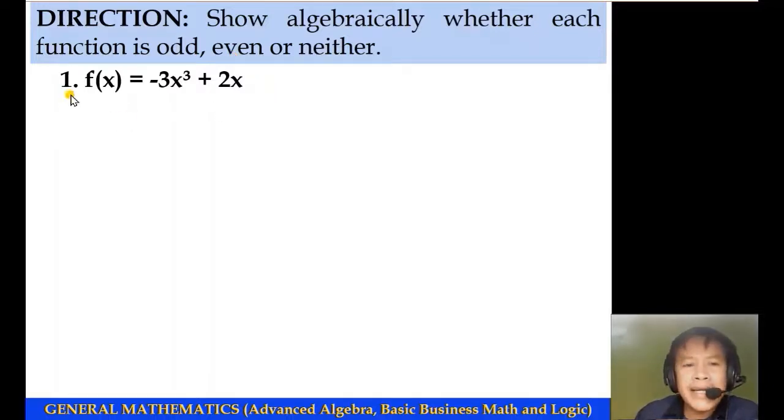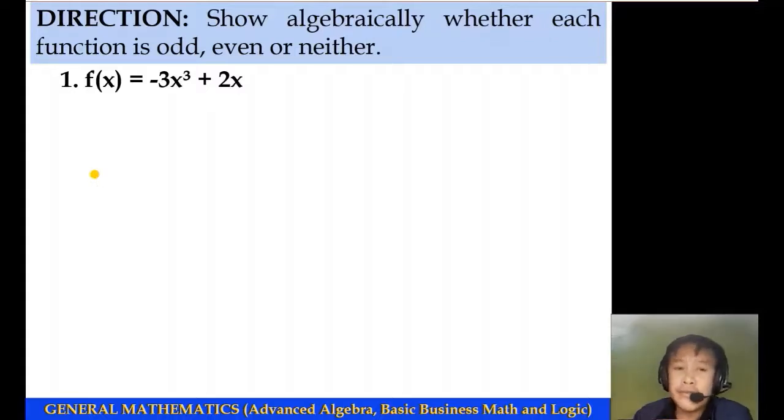But we can automatically identify that number 1 is odd because of the exponents. Take note, there are two exponents of x here. We have 3 and we have 1, and 3 and 1 are both odd. Therefore, we can automatically conclude, even without the algebraic solution, that this particular function is odd. But for the sake of the direction, in which you are going to show algebraically the solution whether it is odd, even, or neither, before you give your conclusion you have to show your solutions first.